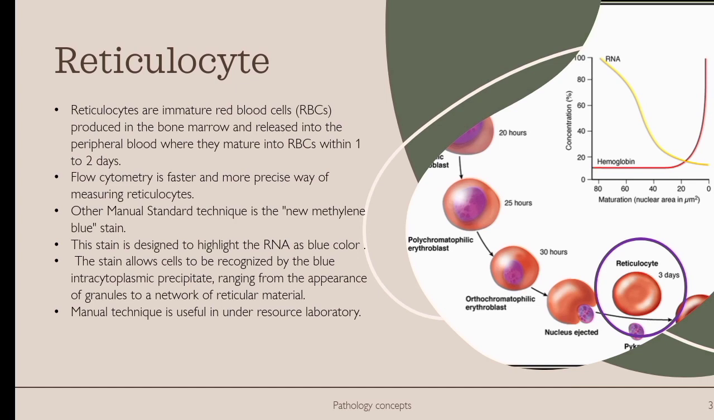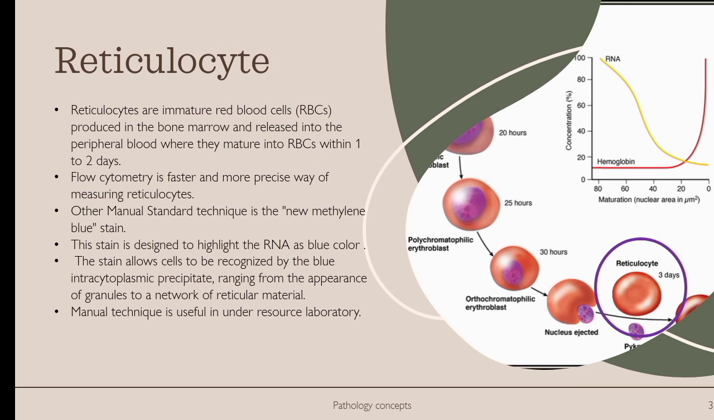First, we see the reticulocyte stain. Reticulocytes are immature RBCs produced in the bone marrow and released into the peripheral blood, where they mature into RBCs within 1 to 2 days. Flow cytometry is a faster and more precise way of measuring reticulocytes.